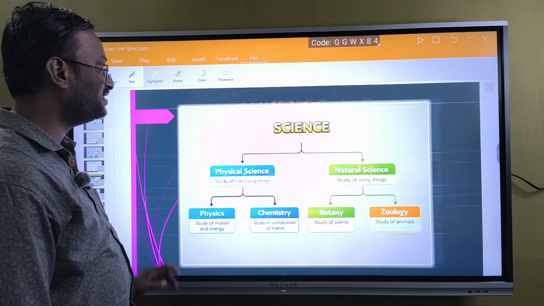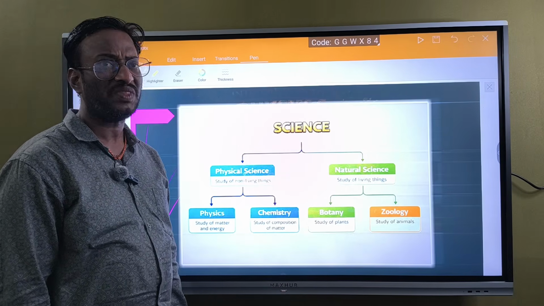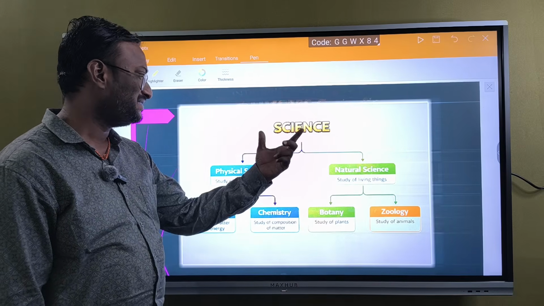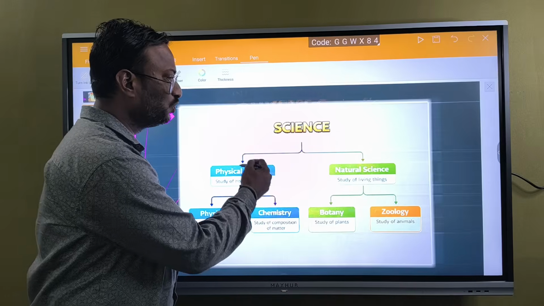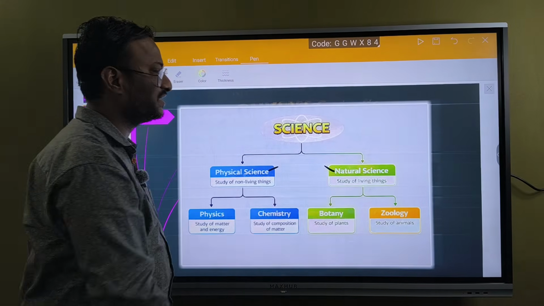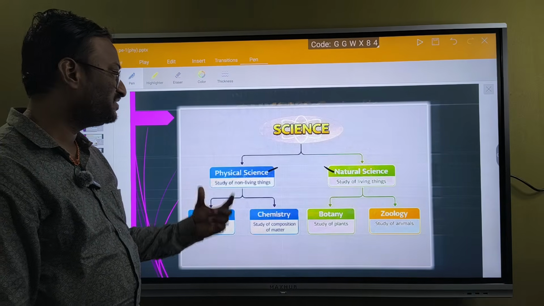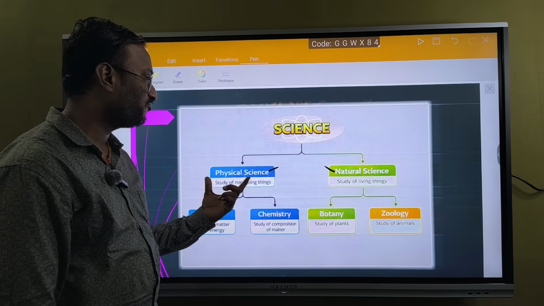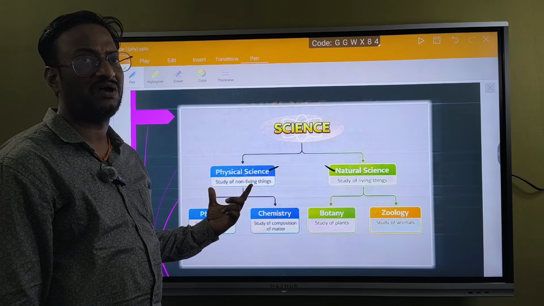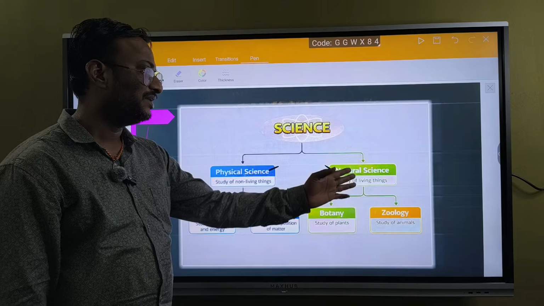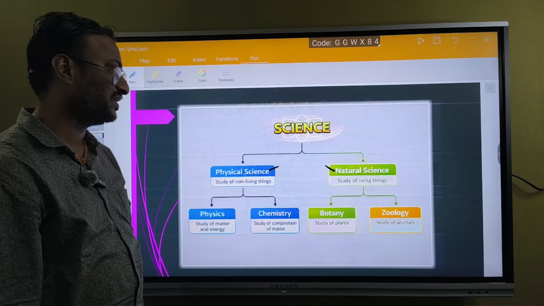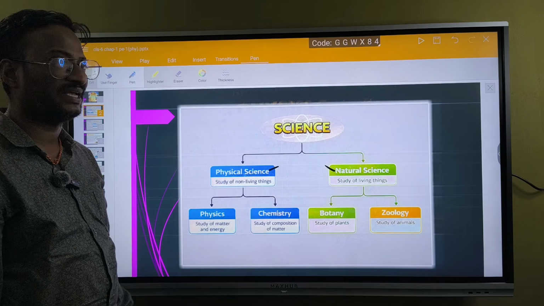See, the first topic is science. What is science? Actually, science has been divided into two things: one is physical science and one more is natural science. So, what is physical science? The study of non-living things is called physical science, and the study of living things is called natural science.